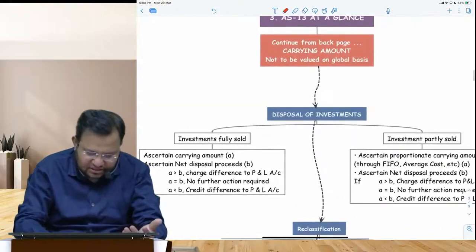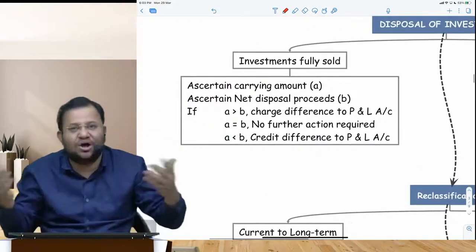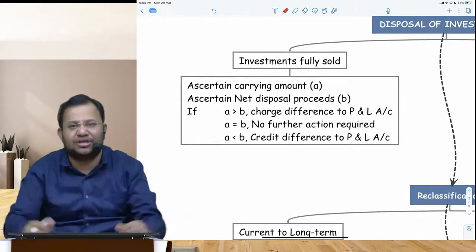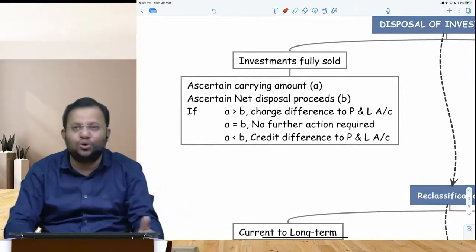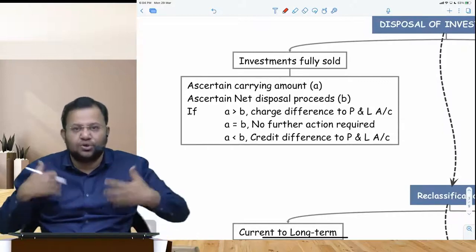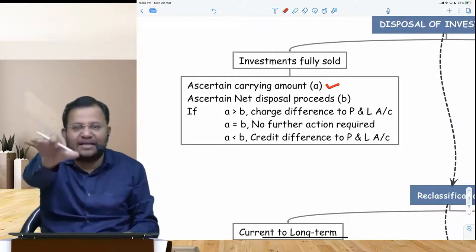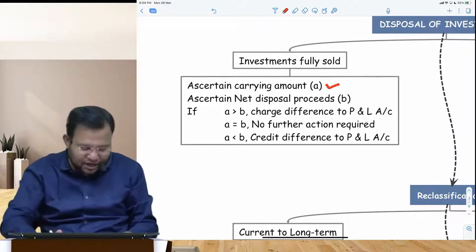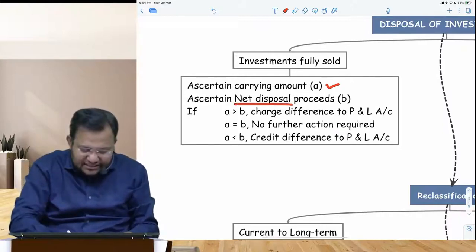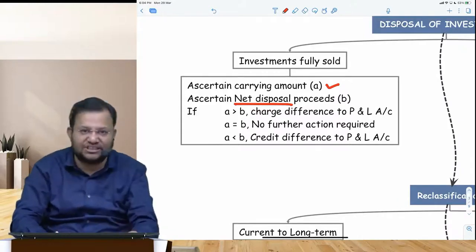Next, disposal of investment. Whenever you sell an investment, if you sell all of your investment, calculation of profit or loss is very easy. You don't need first in, first out or weighted average cost method, because you have sold all the investment. So ascertain the carrying amount. Carrying amount is the balance in the investment account at that point of time. Ascertain the net disposal amount. Net disposal is after deducting brokerage and transaction cost.